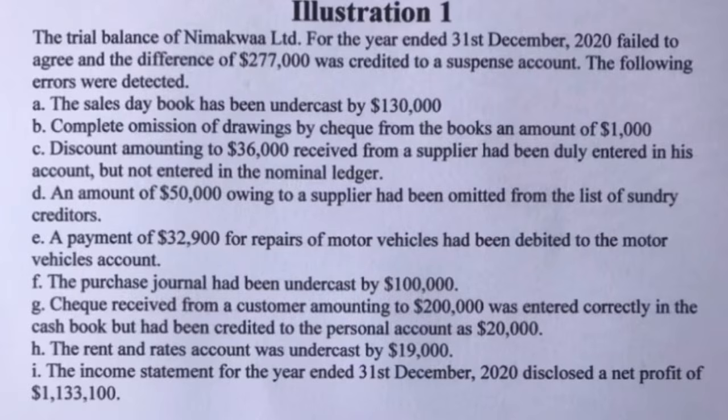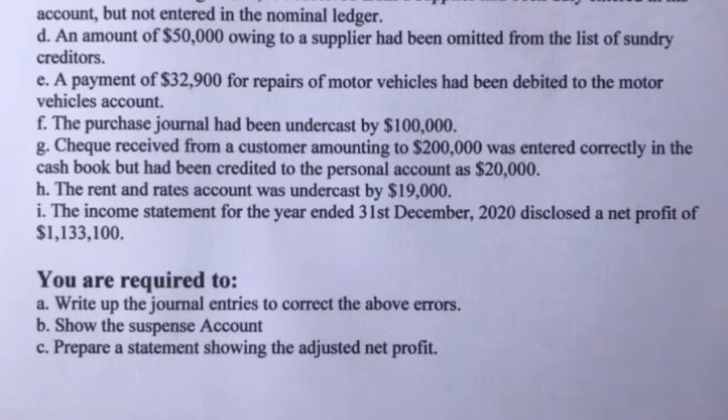F. The purchase journal had been undercast by $100,000. G. Check received from a customer amounting to $200,000 was entered correctly in the cash book but had been credited to the personal account as $20,000. H. The rent and rate amount was undercast by $19,000. I. The income statement for the year ended 31st December 2020 disclosed a net profit of $1,133,100. You are required: A. Write up the journal entry to correct the above error. B. Show the suspense account. C. Prepare a statement showing the adjusted net profit.